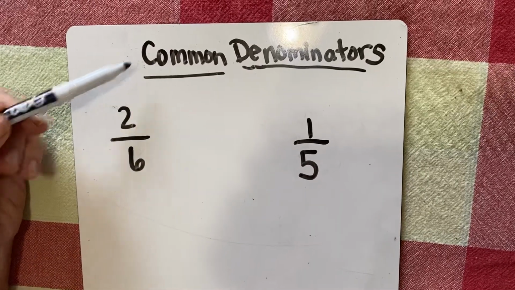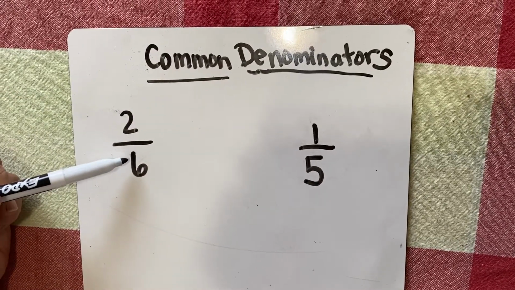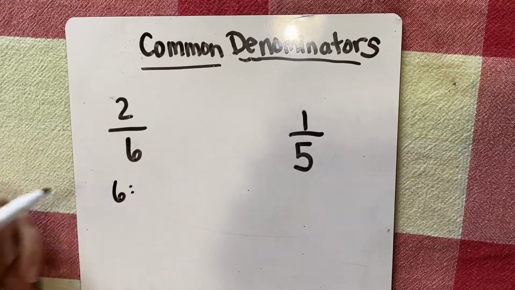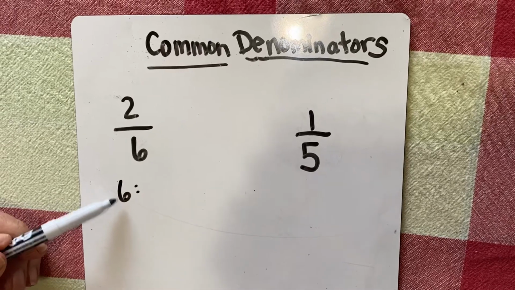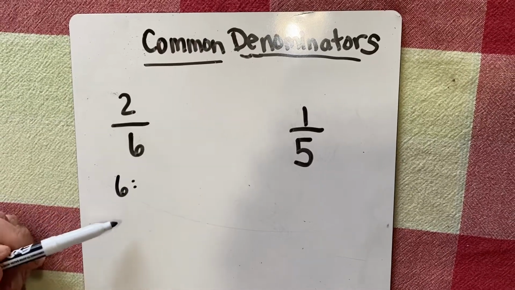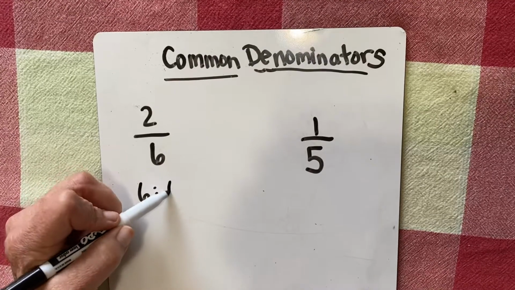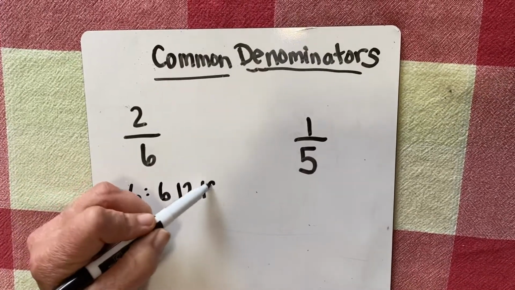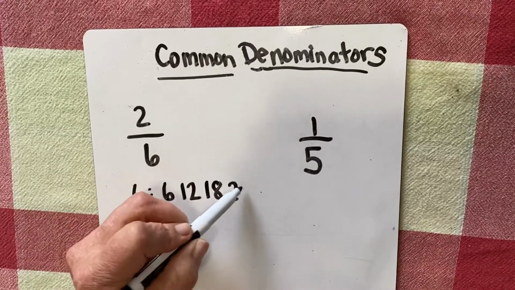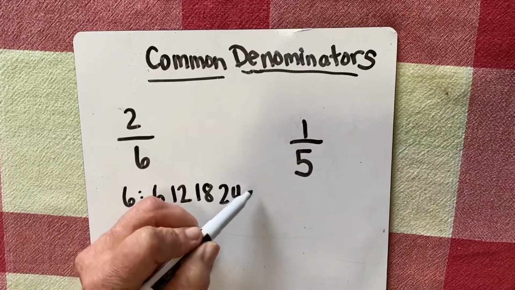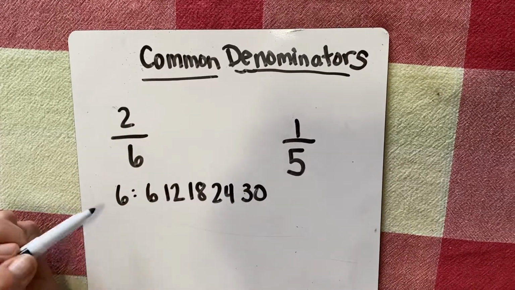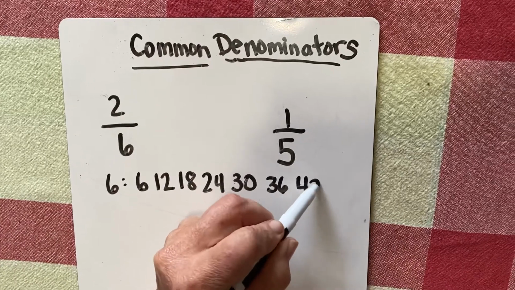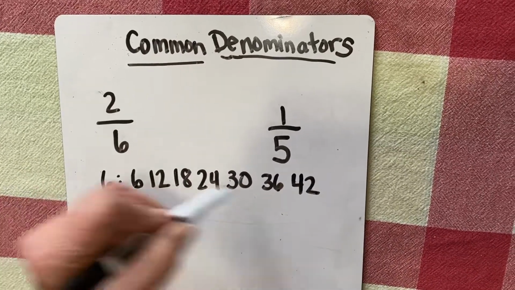So the first thing we do is list all the multiples of both denominators. So I'm going to start with 6, okay? I'm going to list all the multiples of 6. And remember, multiples are just like doing the times tables, okay? 6 times 1 is 6. 6 times 2 is 12. 6 times 3 is 18. 6 times 4 is 24. 6 times 5 is 30. 6 times 6 is 36. 6 times 7 is 42. We're going to stop there. We don't need a ton of them, just a few.